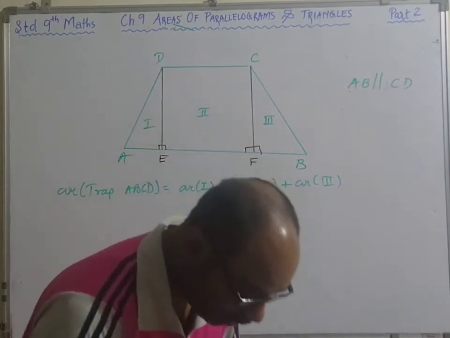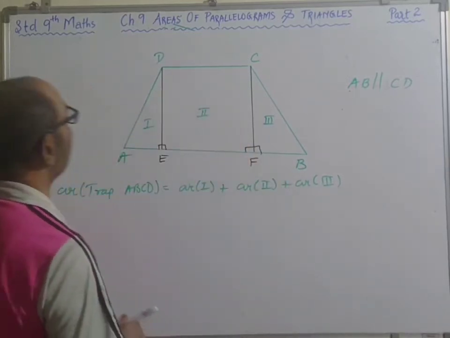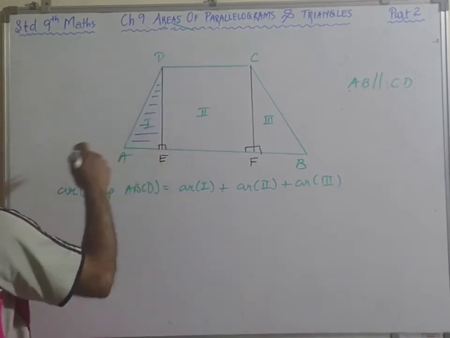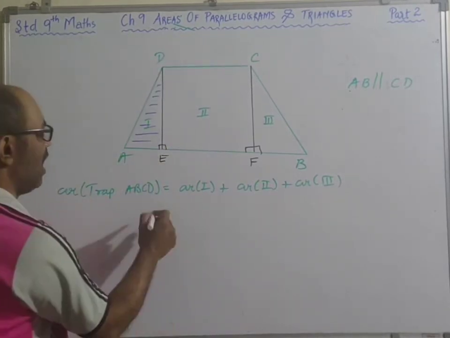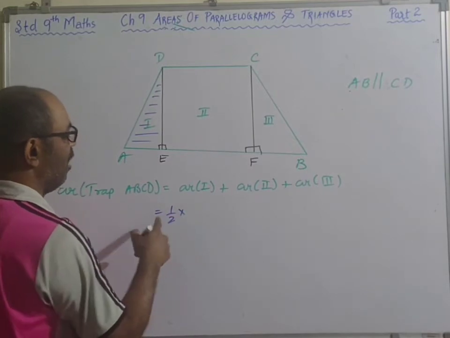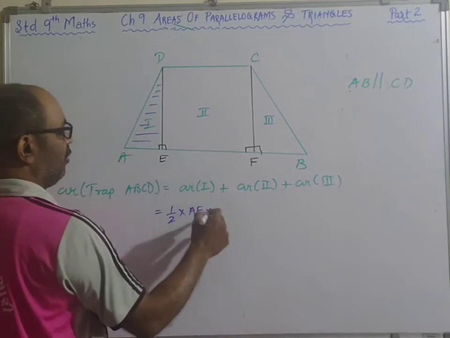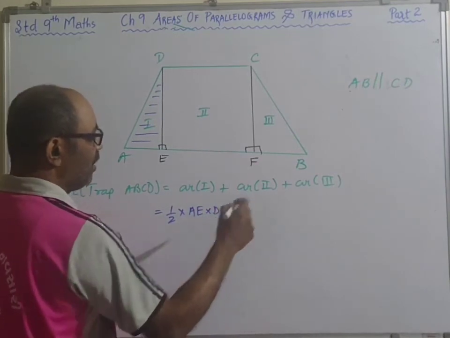Correct, children? Okay. Now, if you look at part 1, it's a right triangle. It's a right triangle ADE, and we know the formula, that is half, triangle में half आएगा, base AE into corresponding altitude DE. Correct? Plus.